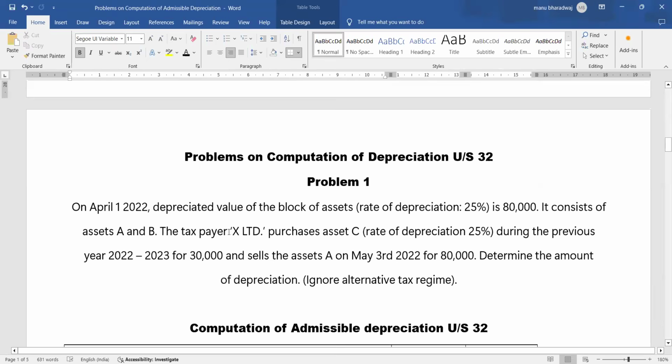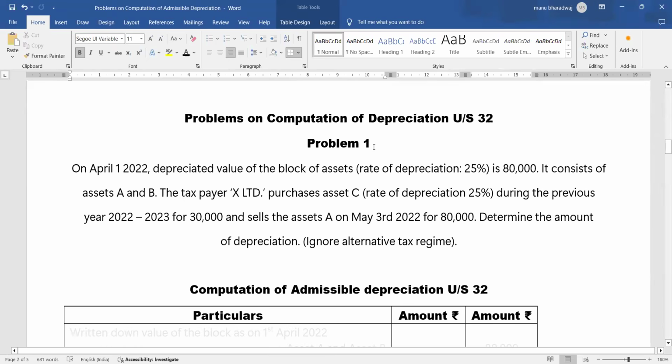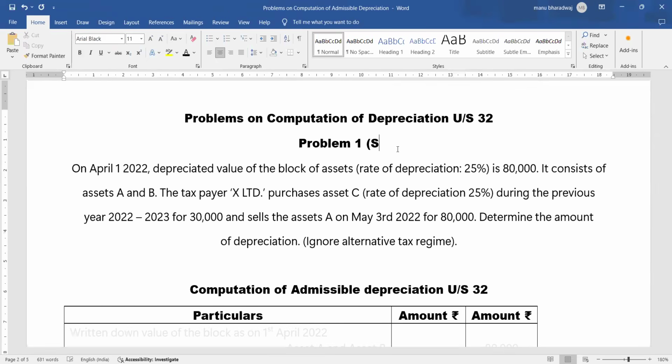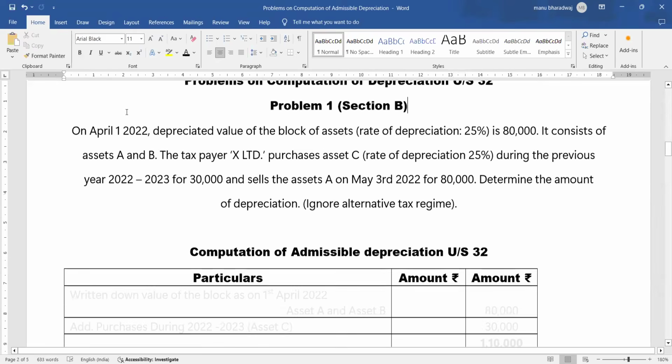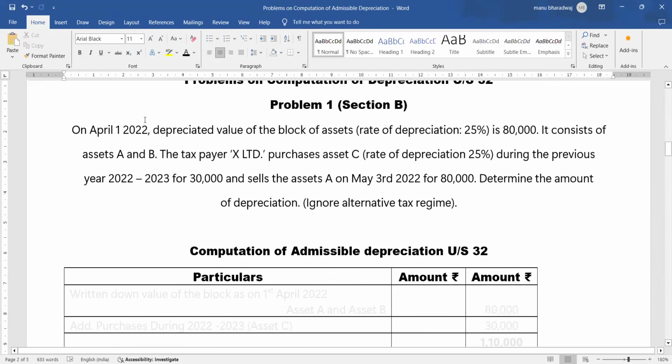Let us try to solve the first problem. This is a section B problem. So this first problem is a section B problem. You might get it in section B. On 1st April 2022, the written down value of the block of assets in which the rate of depreciation is 25% is 80,000. So they have given the value of the block of assets.